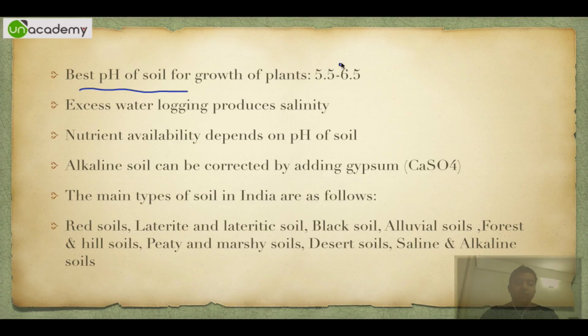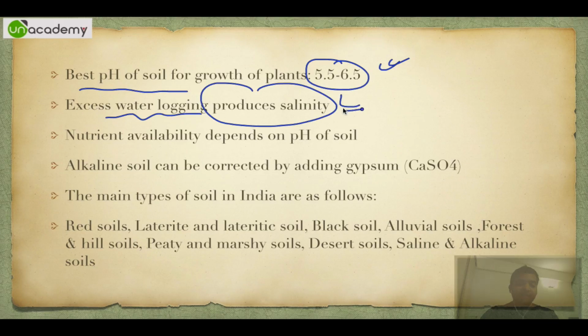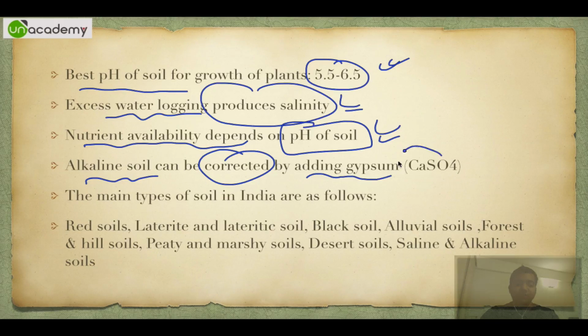Best pH of soil for growth of plants is 5.5 to 6.5. Excess water logging produces salinity, and nutrient availability depends on pH of soil. Alkaline soil can be corrected by adding gypsum, that is calcium sulfate, to it. These are the general points. Please remember them. Many MCQs are asked from it.